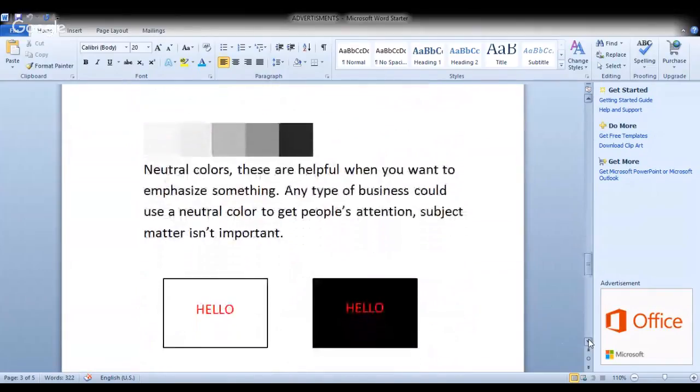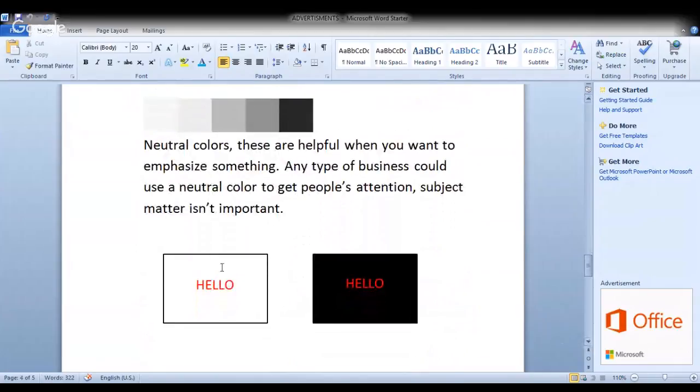Then we get to the neutral colors, and that's why I have these two pictures here. One with hello with a white background, and then hello with the black background. You can tell that there's quite a difference here. Hello with the black background really pops, as we say, pops, okay? So neutral colors are helpful when you want to emphasize something. Okay, any type of business could use a neutral color to get people's attention. Subject matter isn't important here, okay?